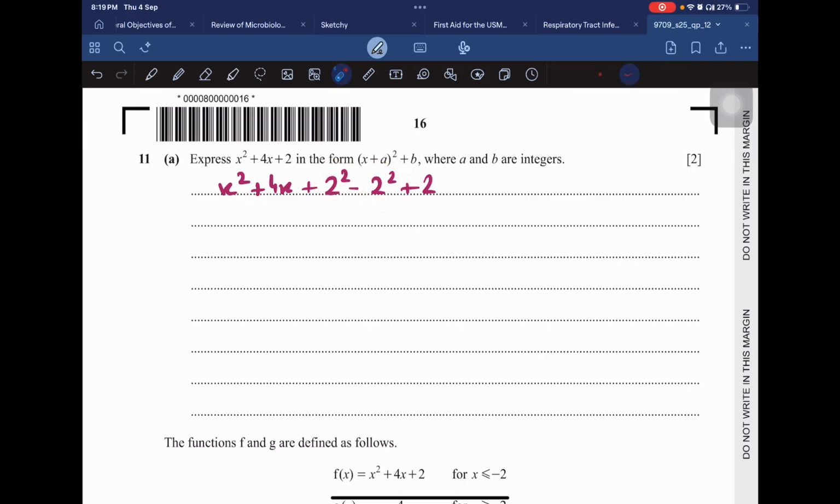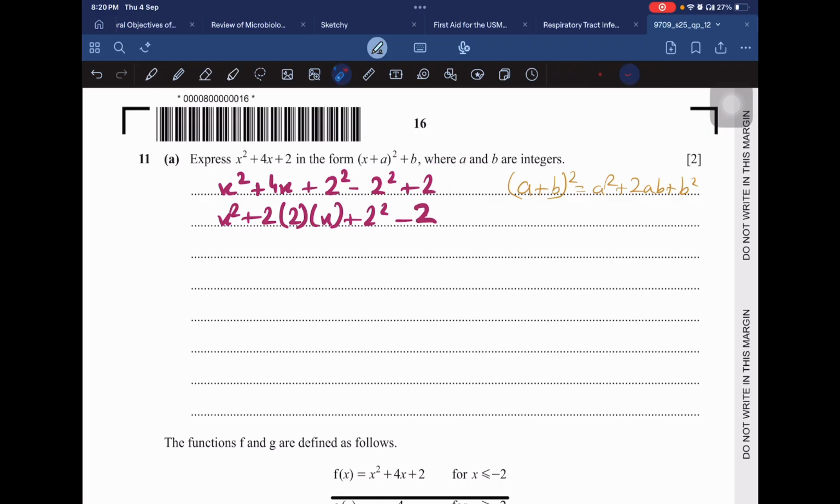Now if you look at these first 3 terms, these are in the form of the identity a plus b whole square. The reason is I can write these as x square plus 2x plus 2 square minus, I can simplify this is minus 4 and this is plus 2, so minus 4 plus 2 will be minus 2.